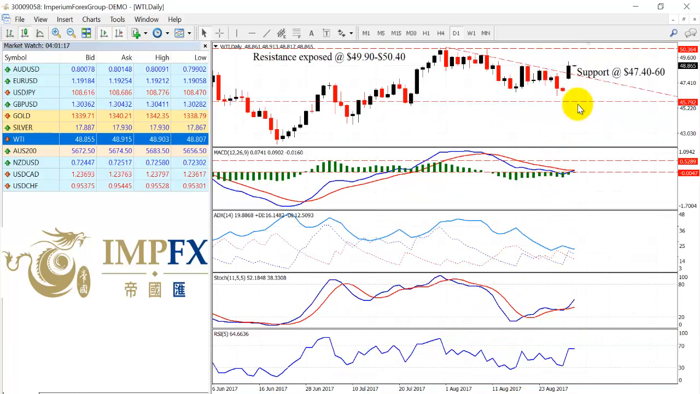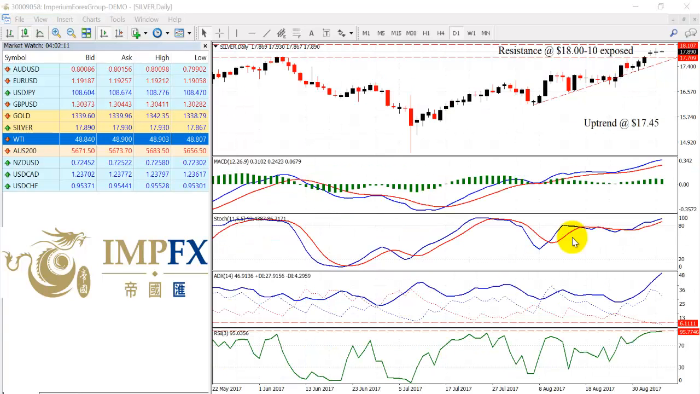On the oil outlook, as I was explaining earlier in the week, I was looking for a bull move, and as you can see, prices raced higher overnight as it breaks this downtrend. With the target now seen towards $50 a barrel, any pullback should find support at 47.40, 60.